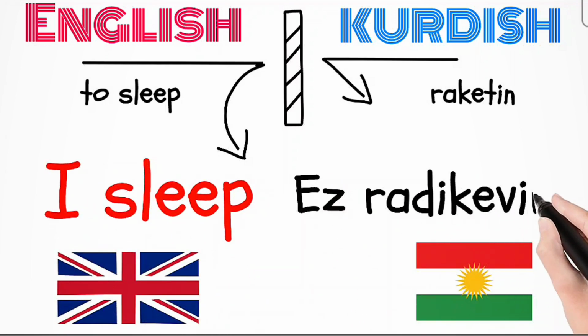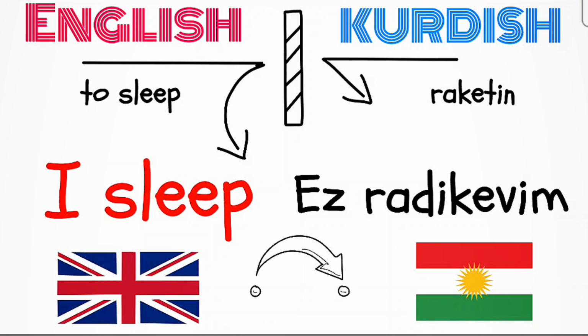To sleep. In English, I sleep. In Kurdish, as radikevim. The meaning of to sleep in Kurdish is raketin, khawtin, razandin.